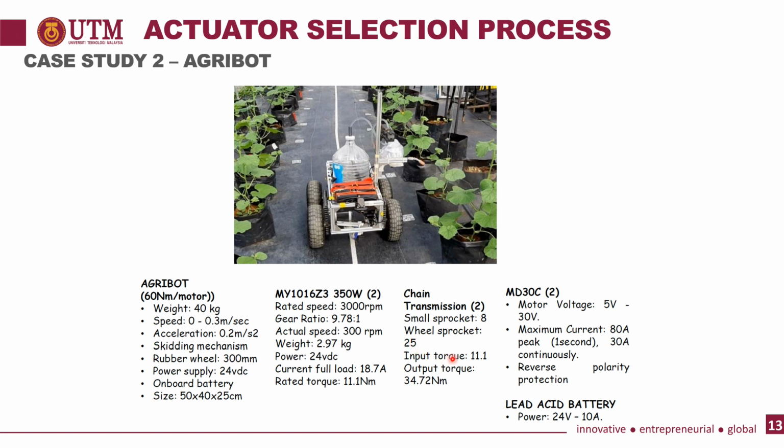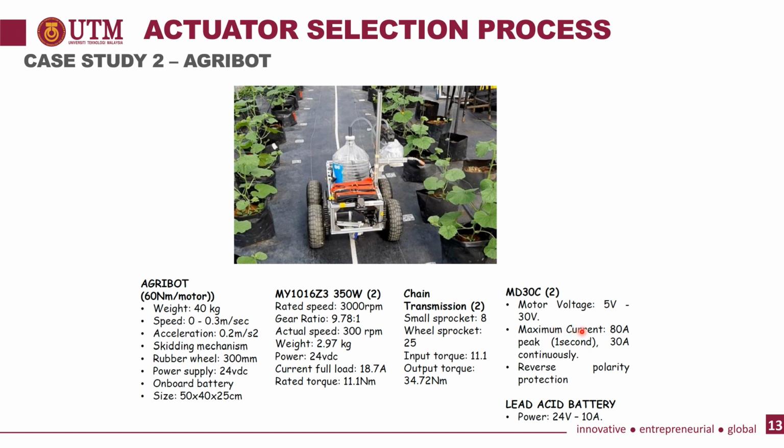All right, and the input torque is 11.1, the output torque is 34.72 newton meter. Okay, and then next we have the modulator. We are using the motor driver MD30C. The motor driver voltage is from 5 volt to 30 volt, so it is actually higher compared to the voltage of the motor.